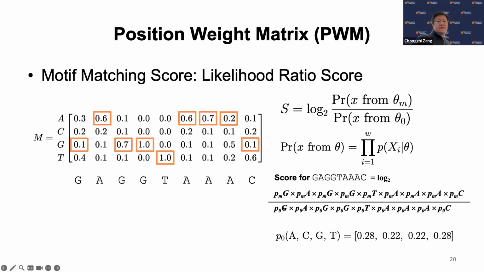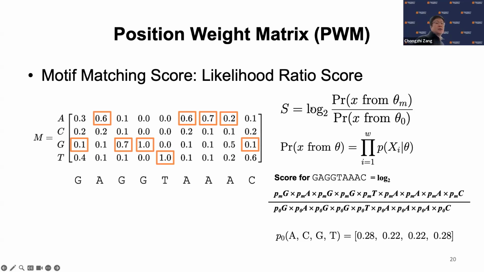So for example, the first position, which is a G, the probability of having a G at the first position is 0.1. So we plug in 0.1 here. And the probability of the second position having an A is 0.6. So we plug in 0.6 here. And so on and so forth. So we're using this approach to calculate the entire probability of the sequence coming from a certain position weight matrix.